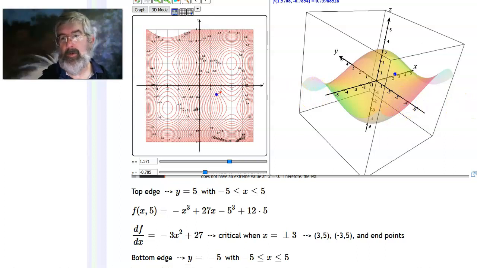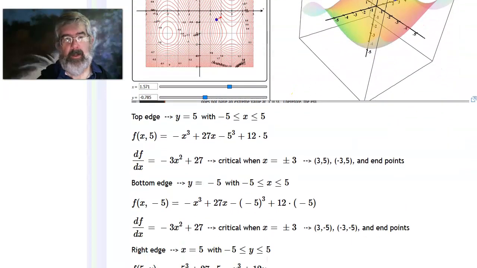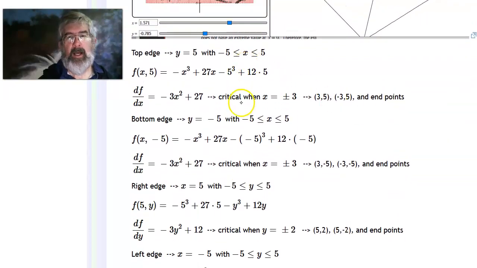So those are interesting points to me. There's also the endpoints, but the endpoints are the corners of the region, which I'll deal with all separately. Right? So my top edge had 2 interesting points and then the 2 endpoints. The bottom edge is when y equals -5. So plug -5 in for y, and now I have just a function of x. This is a Calc 1 problem now.